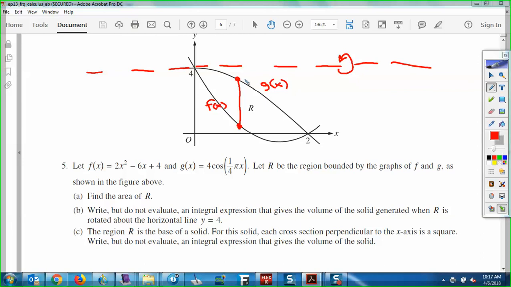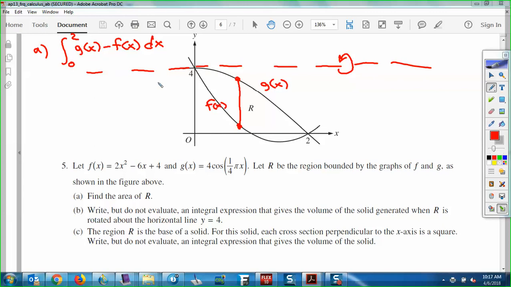And actually, I shouldn't skip over part A. Part A says find the area of the region. So wouldn't we just do that strip, right? We just do g minus f. Now, you would have to actually do that one, but if we were doing A, it'd just be the integral of g of x, f of x. You don't have to write them all out. And then that would be from what to what? 0 to 2.